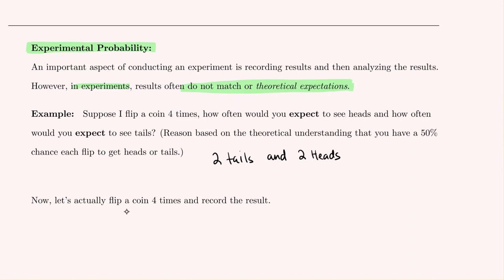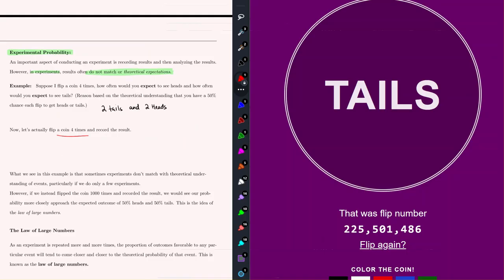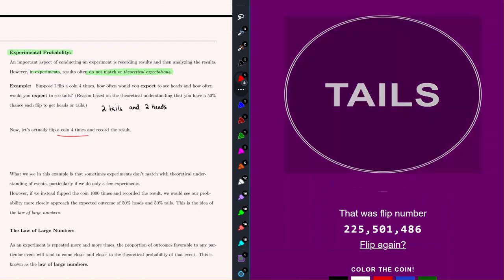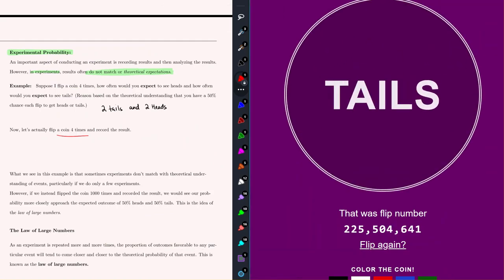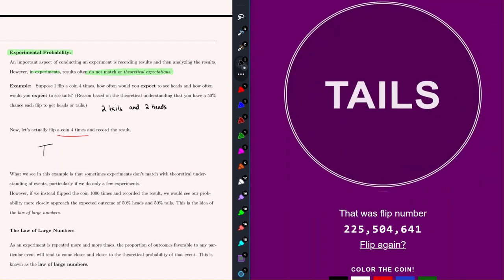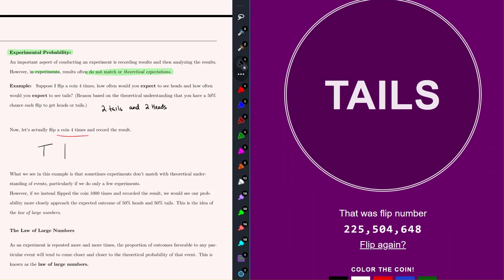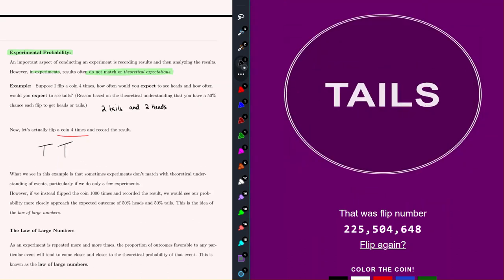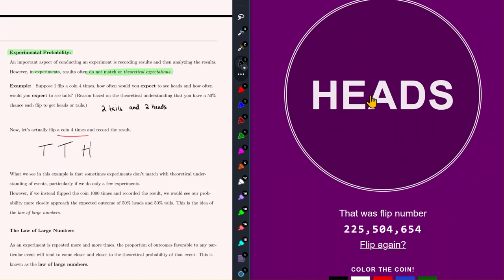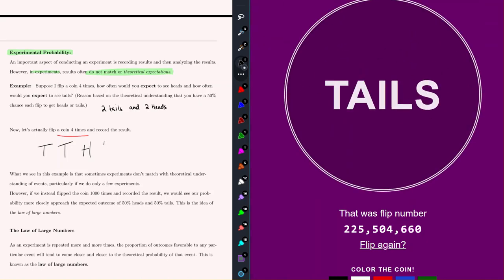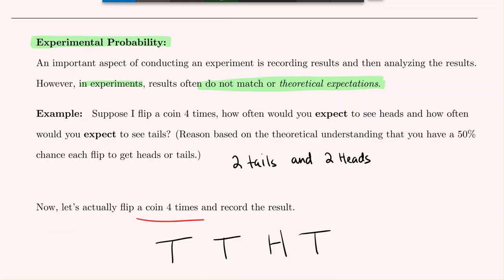Now let's actually flip a coin 4 times and record the result. So let's flip the coin for the first time. Okay, we got tails. I'll record that. We'll flip the coin again. The second flip also was tails. Flip it again. Heads. And for our fourth flip, tails. So this was our experiment. We flipped a coin 4 times and recorded the results. And what we notice is in this experiment, I actually had tails occur 3 times.